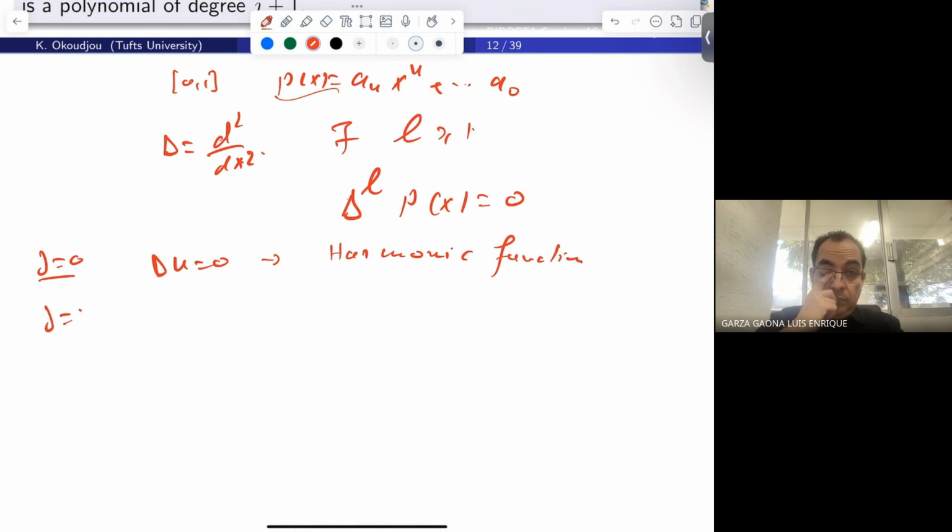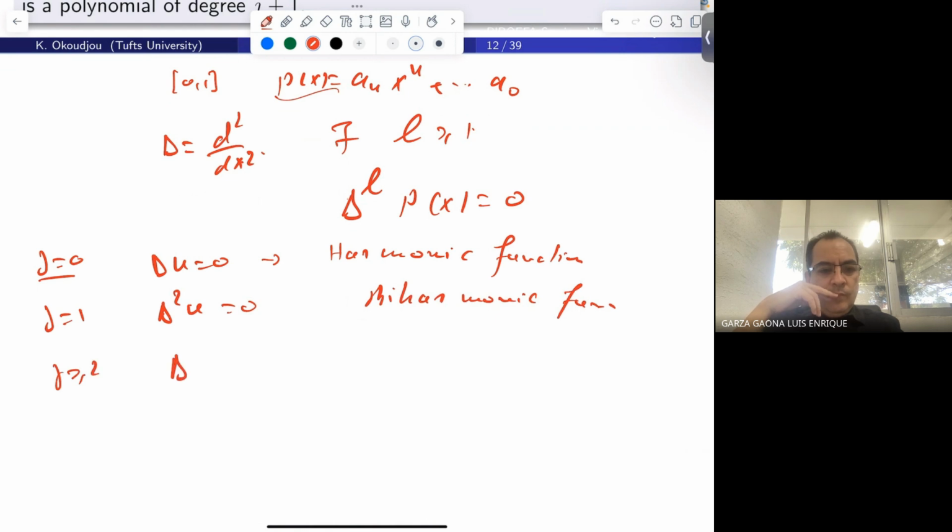And then for j equal to 1, you're looking at Laplacian squared of u equal to 0. This is a biharmonic function, or the analog of the biharmonic functions. And so in general, when j is greater than or equal to 2, I'm going to look at Laplacian to the j plus 1 of u equal to 0. This will lead to u being called a polynomial.